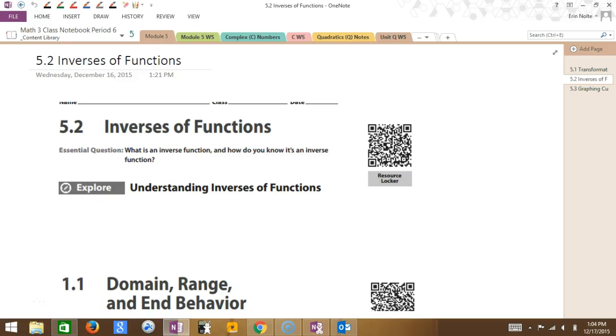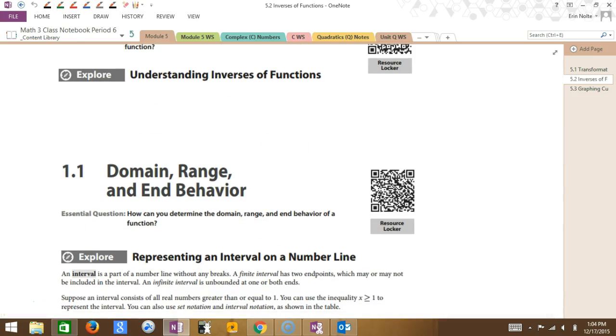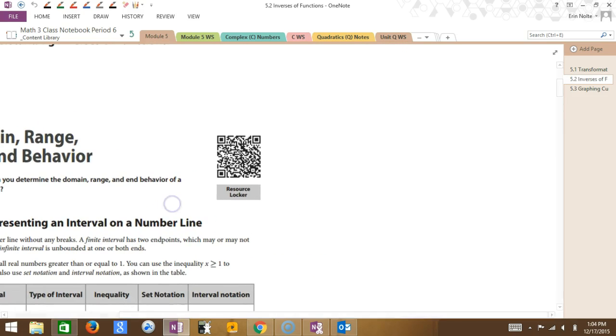Called inverses of functions. As I was going through this stuff, I immediately noticed there's something that I'm not really sure that you've had in the past. They immediately start asking you about domain and range. How many people remember what domain and range is? Sounds familiar. Okay, well then. Don't remember. Okay, well let's talk about domain and range.